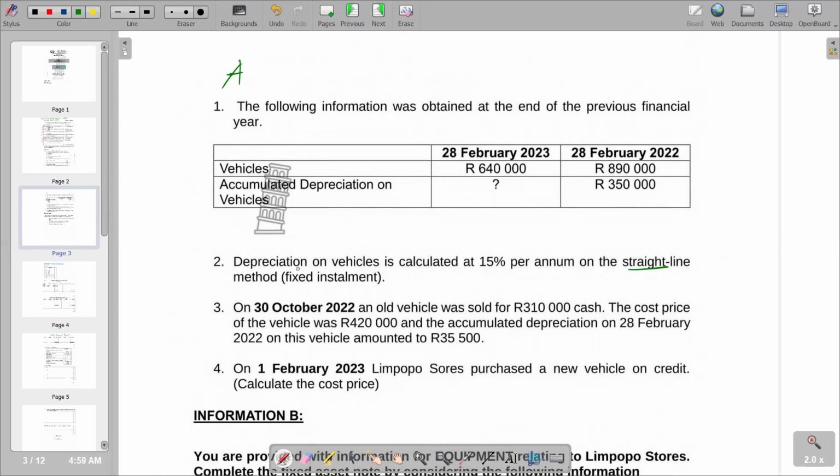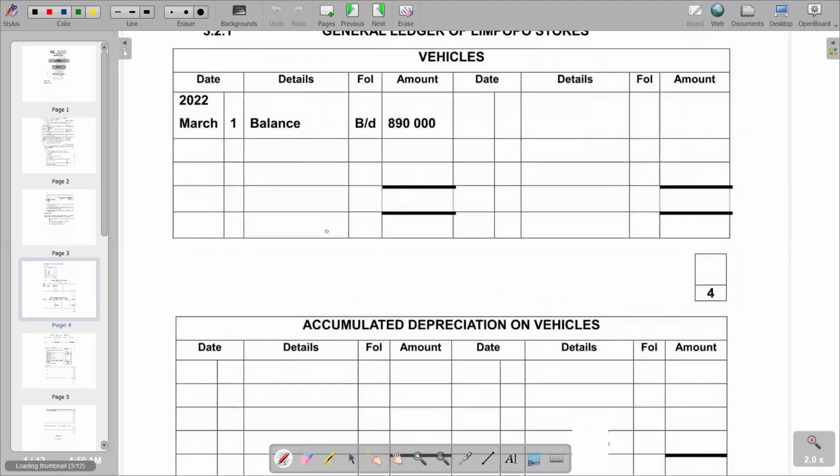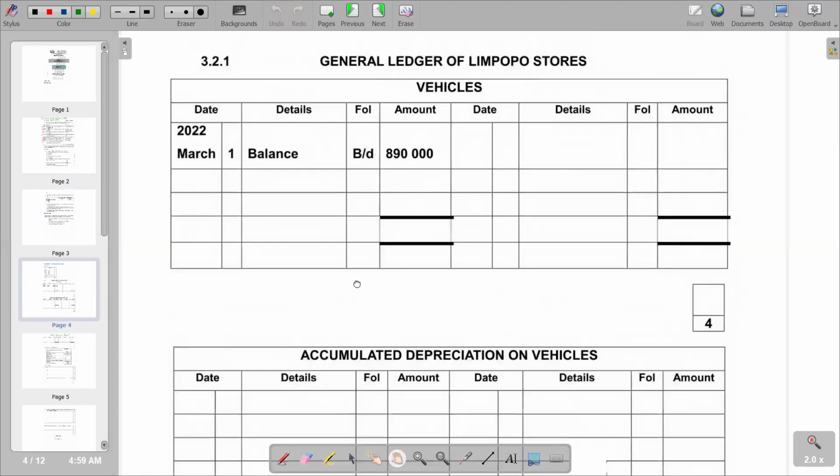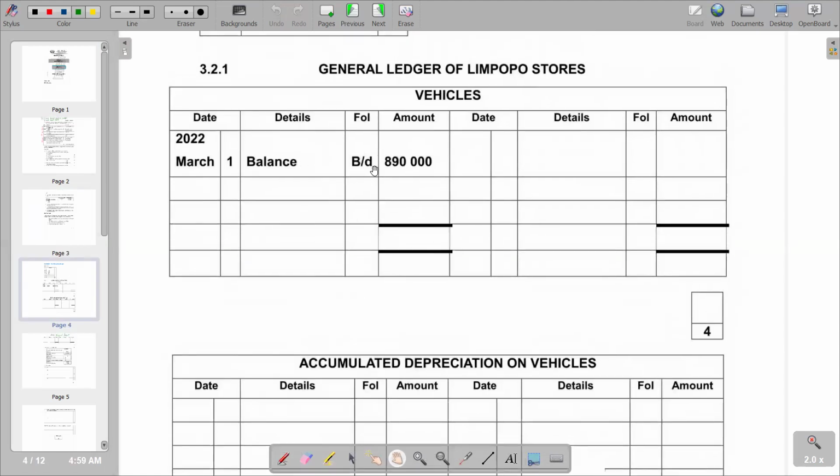Then note 3: on the 10th October 2022, an old vehicle was sold for 310,000 rands cash, and the cost price of the vehicle was 420,000 rands, and the accumulated depreciation on 28 February 2022 on this vehicle amounted to 35,500. So basically, this is the information that we are given. Obviously, our first account is going to be the vehicles account, and we have a balance b/d as pre-entered.